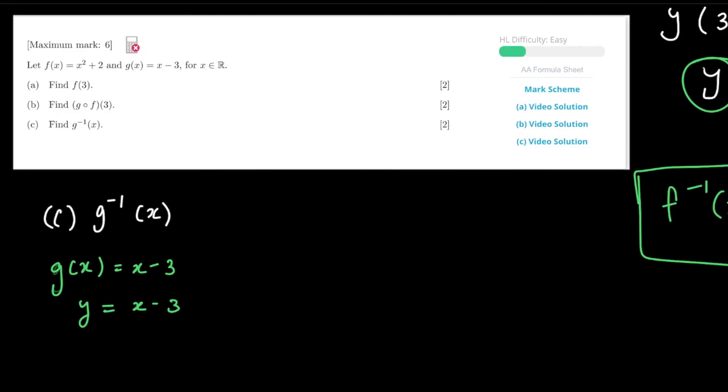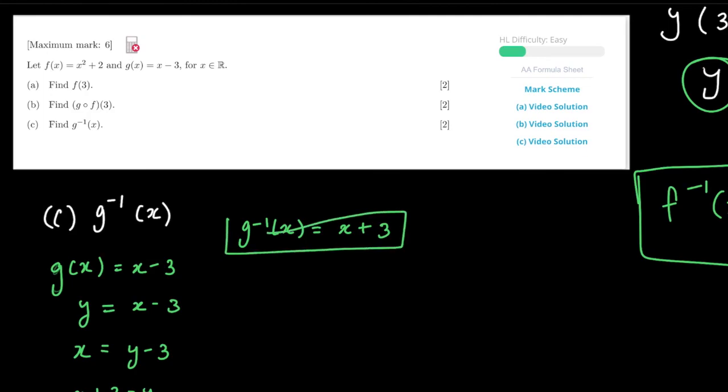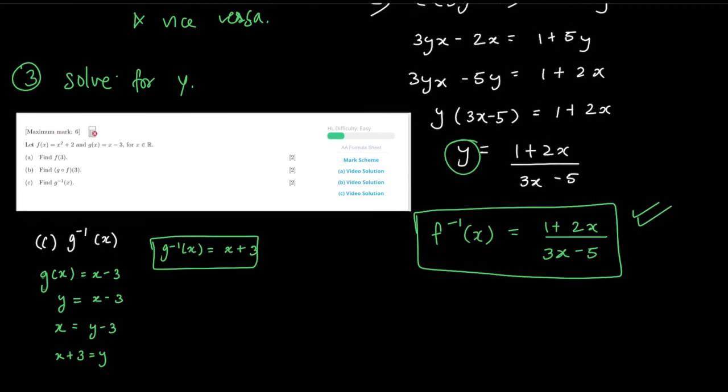Now let's swap our x's and y's. Make sure that you do this because otherwise you're just solving nothing. So x equals y minus 3, and now let's just solve for y. So x plus 3 is equal to y. So g inverse of x is equal to x plus 3. And that's our answer. It's as simple as that.